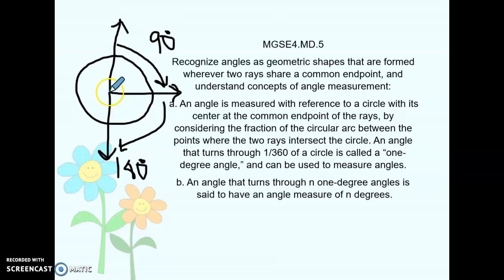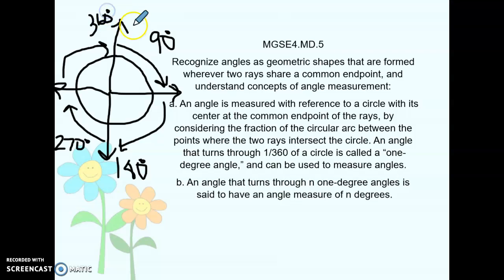And then if I make another rotation here, from here to here is another 90, and so we're at 270. And then from here to here is another 90. So finally we've done a 360. We know 360 degrees are in a circle. And so now we've gone our full way around a circle using 4 different 90-degree angles.